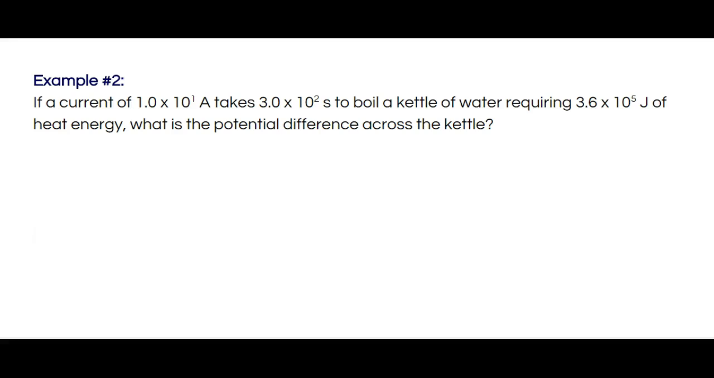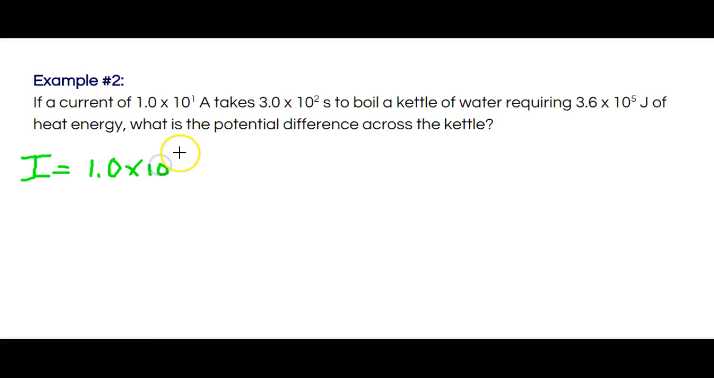All right, lots of data here. Let's start to write it out. So first of all, it's telling me my current is 10 amperes, so I'm going to write that out. The symbol for current is I, so my current is 1.0 times 10 to the power of 1.